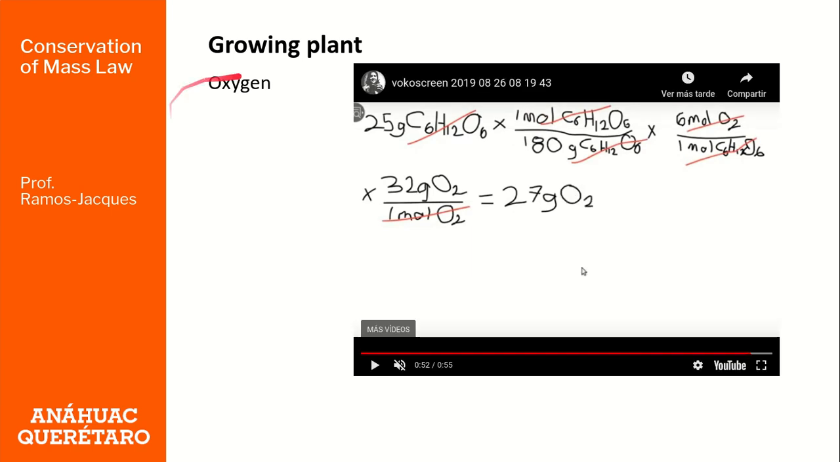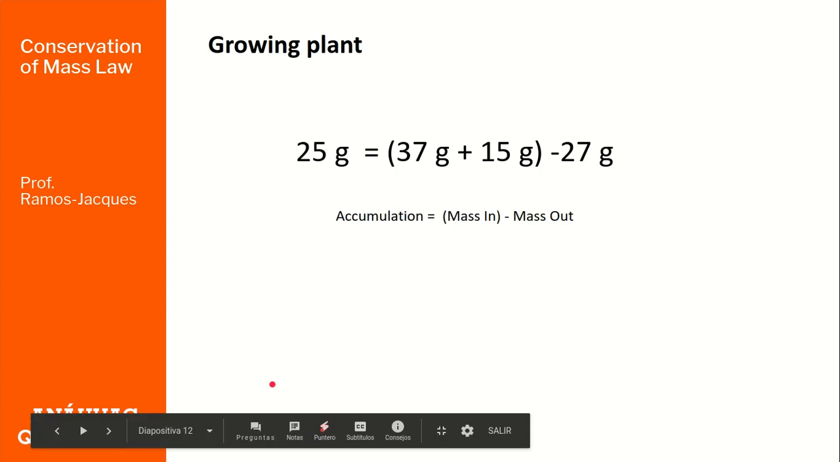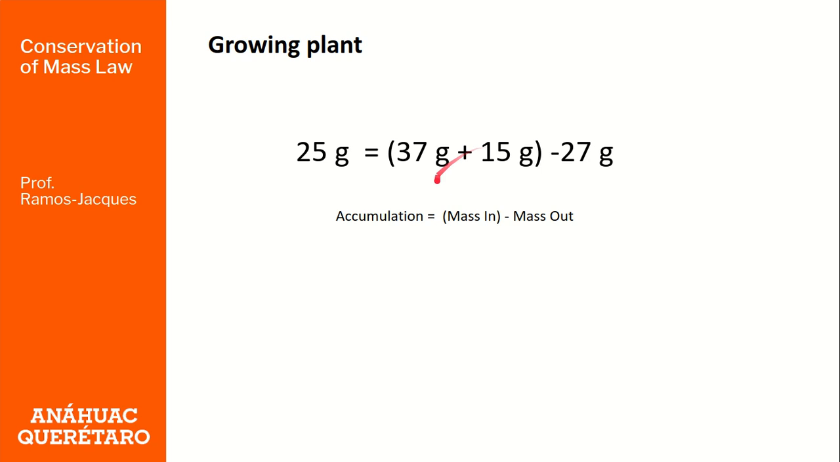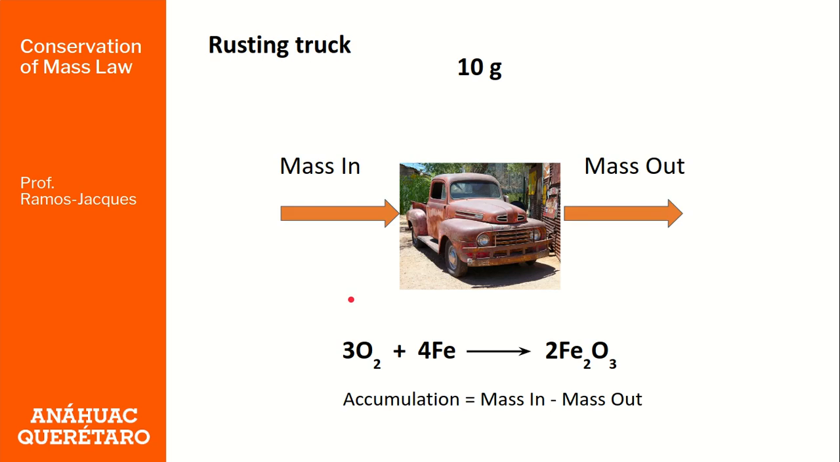So we put this in the accumulation equation, and we have the mass in, that is the mass of the carbon dioxide plus the mass of water, minus the mass out, and we have 25 grams. In this case, you can see that you obtain the mass of each component in the equation, the inputs and the outputs, and that's what we do when we are analyzing contaminants or other components in the environment.